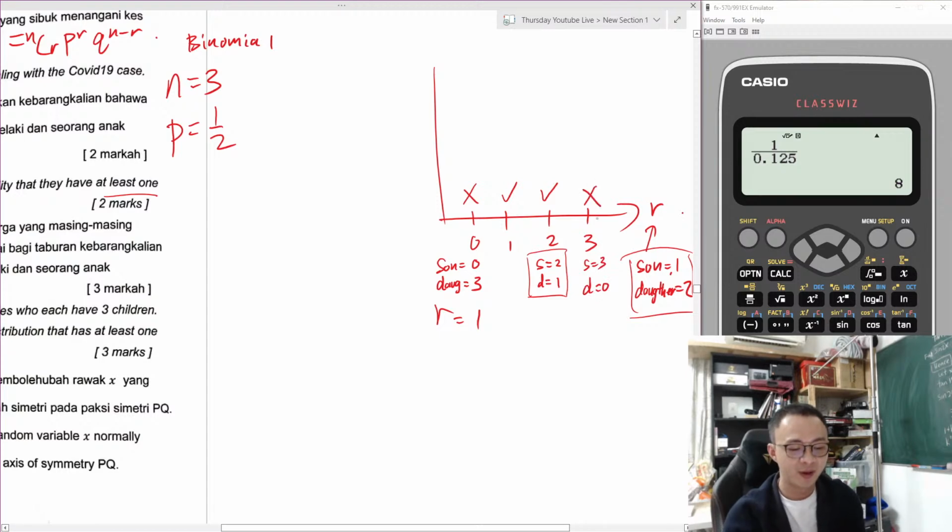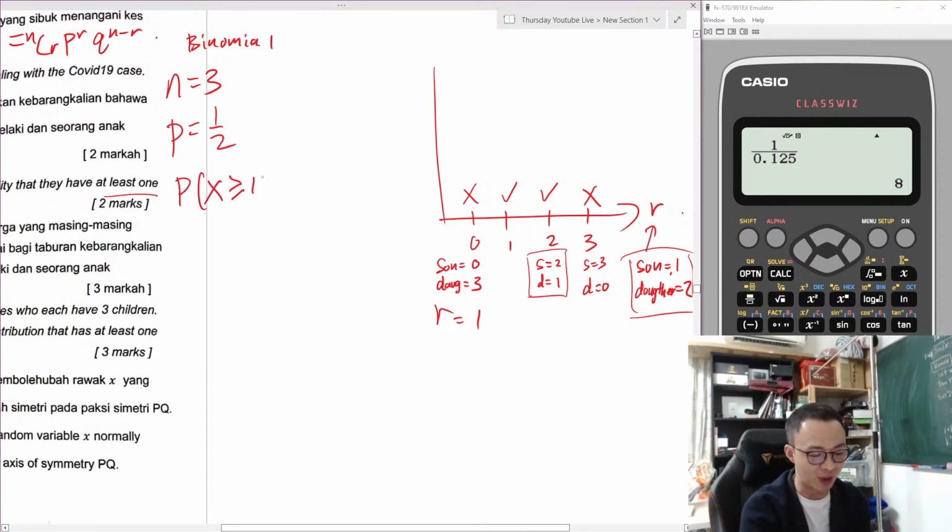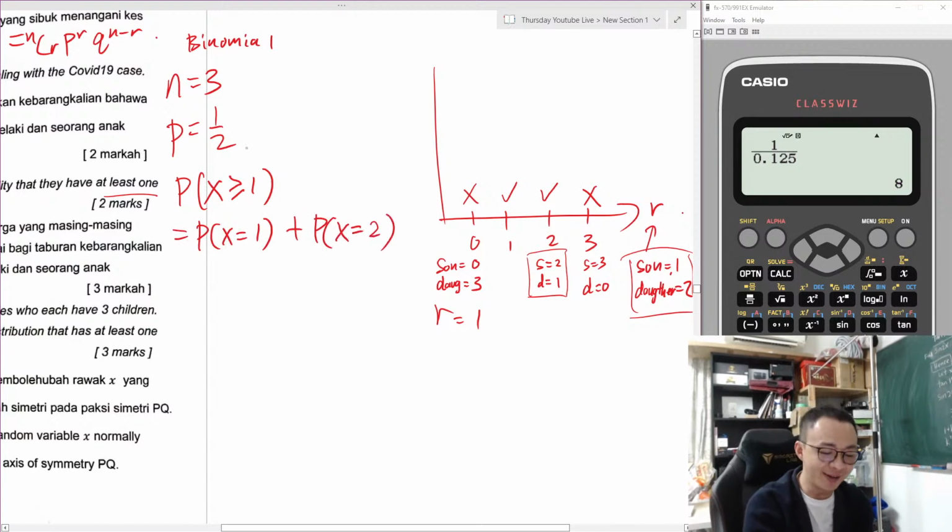So basically, if I want to solve this one, I just need to say, okay, x must be at least 1, bigger or equals to 1. Then I will do x equals to 1 plus x equals to 2. And my x here is the number of sons.